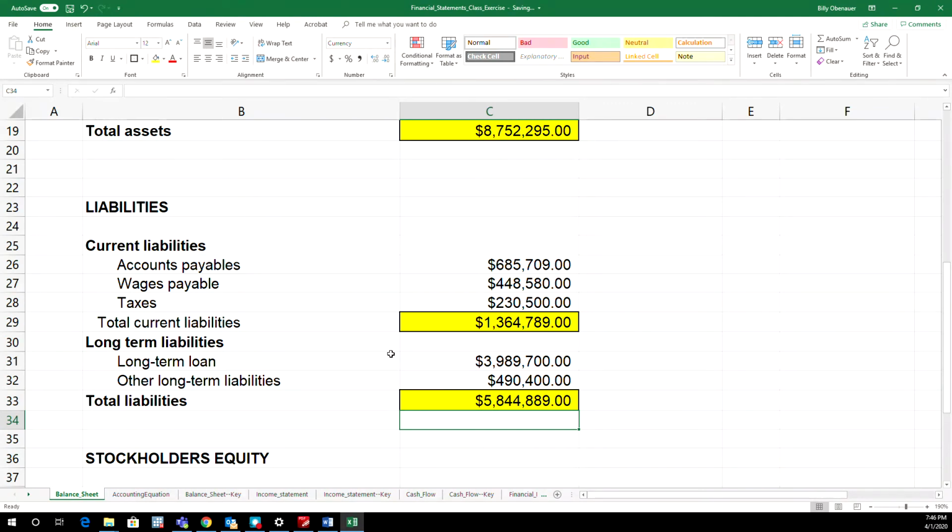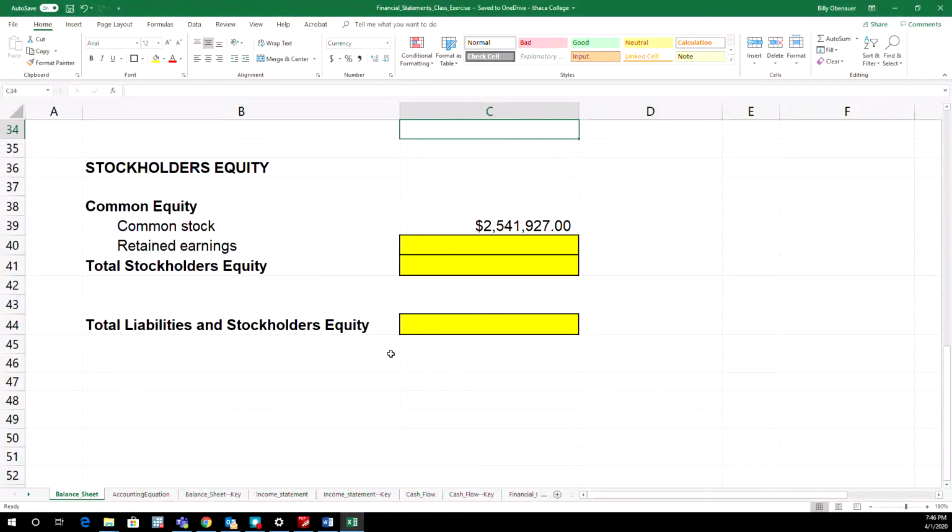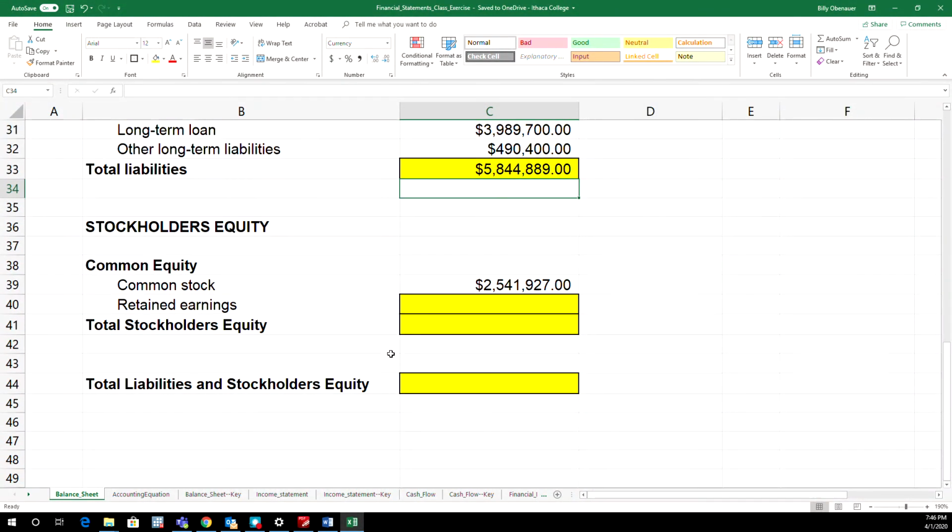So the last section of our balance sheet that we have to go through is the stockholders equity section. As you can see, we can see how much outstanding common stock there is here, but we do not have information on retained earnings, total stockholders equity, or total liability in stockholders equity. So the question then becomes, how do we figure all this out?